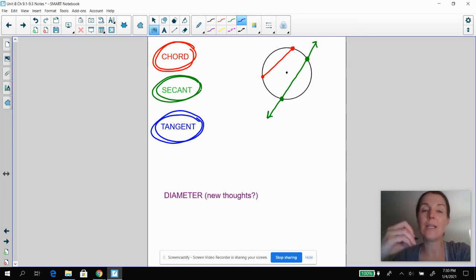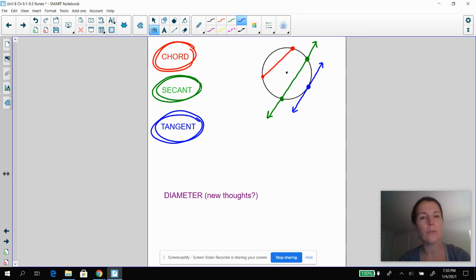And the last one is a tangent. A tangent is a line or a line segment that touches the circle in only one point. And this is what we call the point of tangency. We'll talk a little bit more about tangents in the next section. So again, a chord, a secant, and a tangent. Those are 3 new terms.